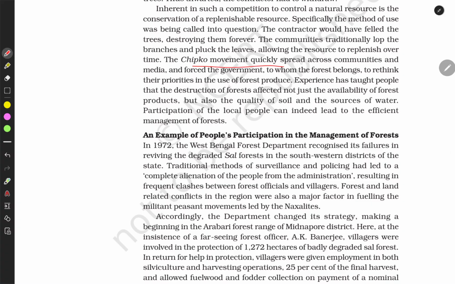So this movement quickly spread across communities and media and forced the government, to whom the forest belongs, to rethink their priorities in using forest produce. Experience has taught people that the destruction of the forest affected not just the availability of forest products but also the quality of soil and water resources. Participation of local people can indeed lead to efficient management of forest.